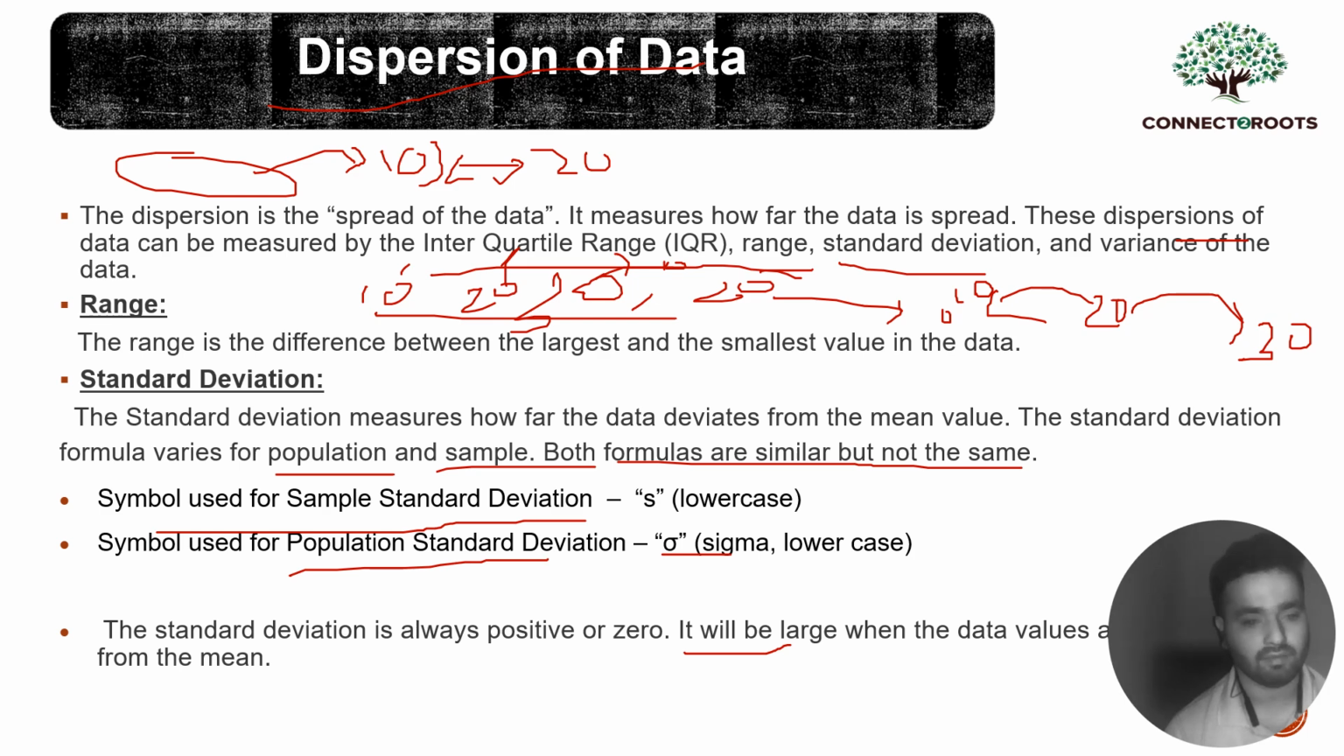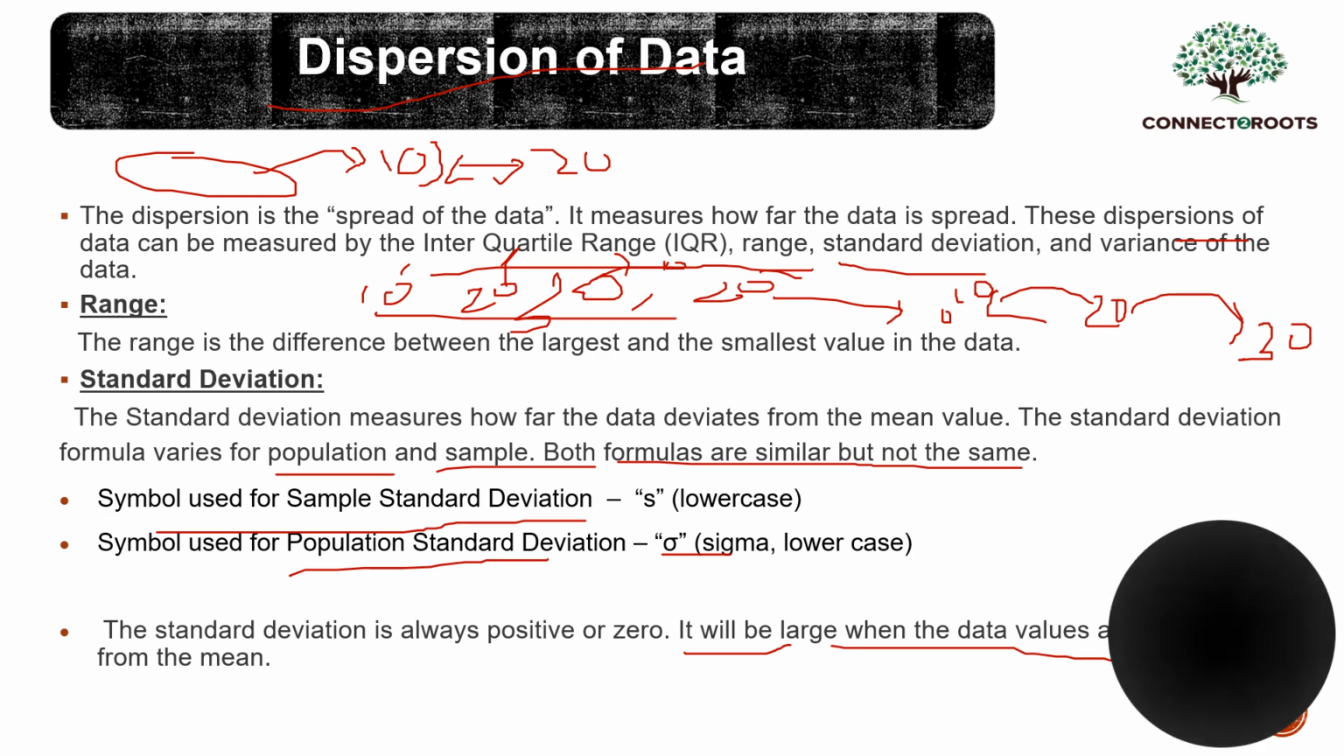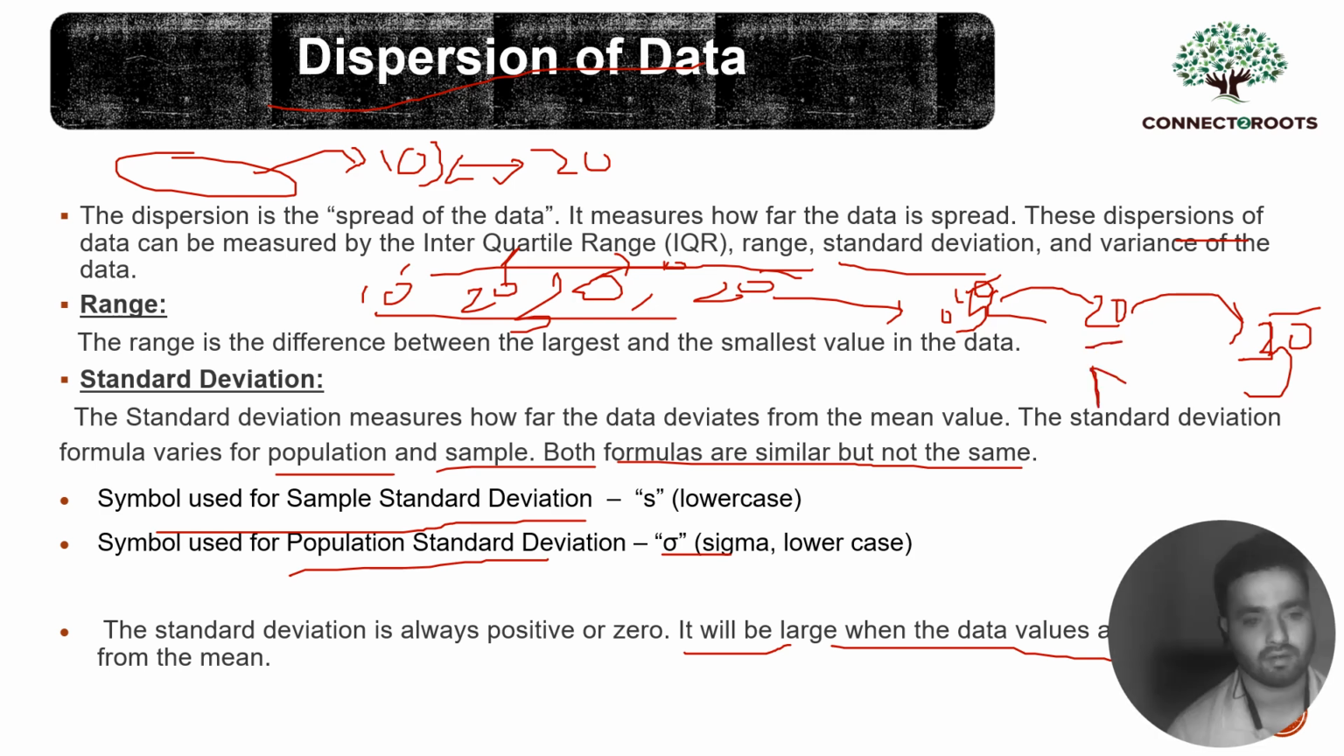It will be large when the data values are spread out from the mean. Obviously, if your data values are spread far away, for example, if it is 50 instead of 30 and it's 5, then its standard deviation will also increase because your data point is very far from your mean. So the standard deviation will be large when your data values are spread out from the mean.